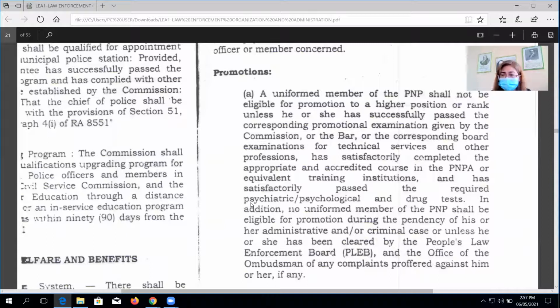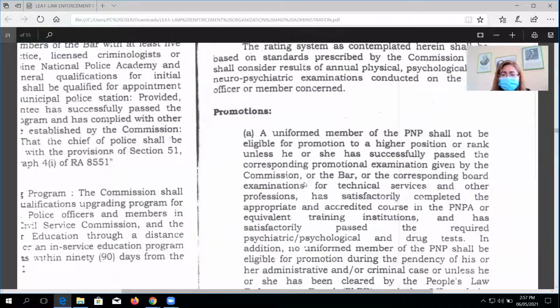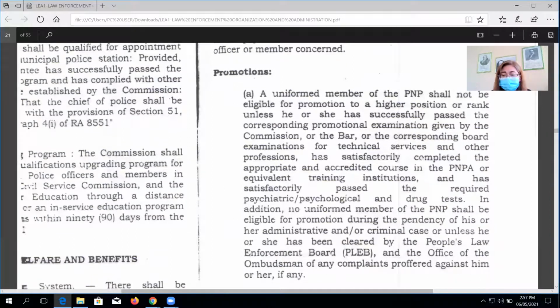Now let's talk about promotion. So, a uniformed member of the PNP shall not be eligible for promotion to a higher position or rank unless he or she has successfully passed the corresponding promotional examination. Yes, that is very true. Ang nakalami ra, if you will join the PNP organization nga licensed criminologist mo, there is no need for you to pass mga PO promotional examination. Kaya nga naman, automatic, you will be qualified for the promotion.